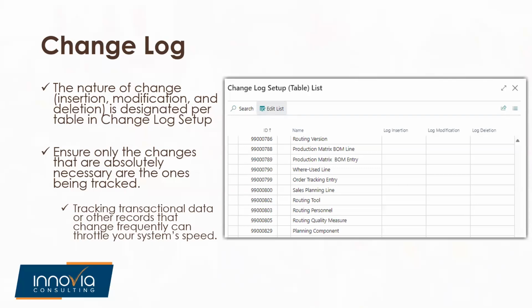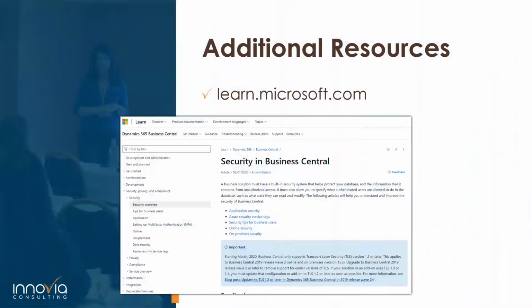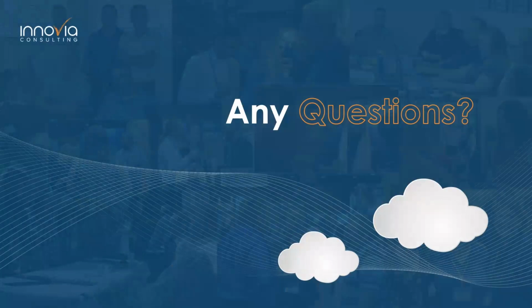So that's kind of the meat of our presentation here. Additional resources: we got 95% of the data for this presentation from learn.microsoft.com. Of course, a lot of this came with experience as well, but learn.microsoft.com is a really great place to start if you need some additional assistance with permissions and security and things like that. And with that, I'll open the floor to questions before we hand it back over to Angie.